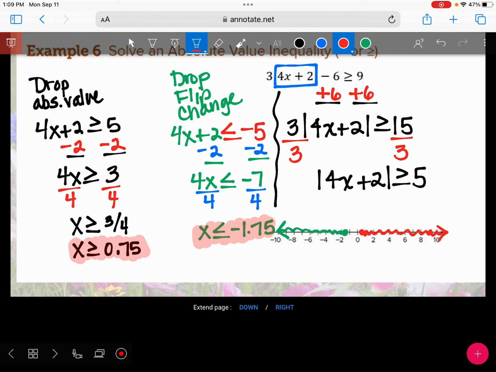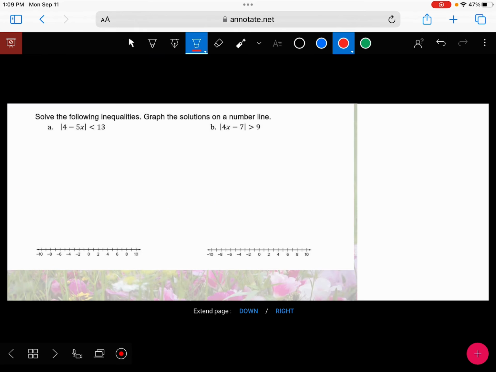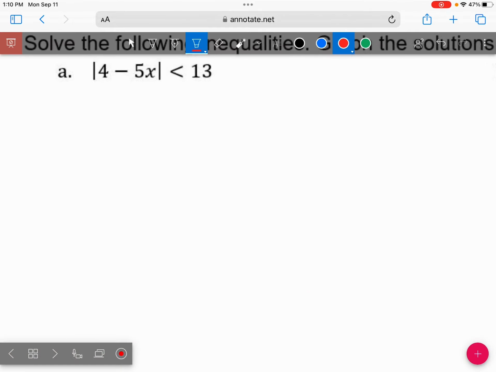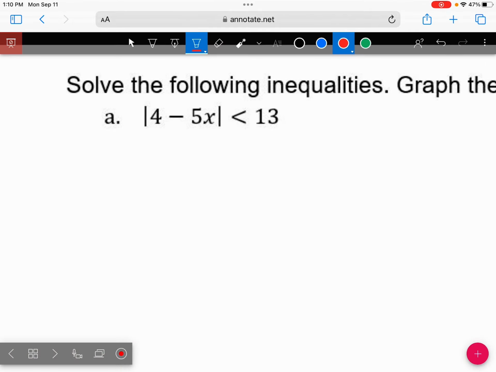All right, let's go ahead and go to the next one and do these last two, and then we'll end there. The first thing you need to figure out is what kind of inequality this is. Is this a less than or greater than? So what do we have? Less than or greater than? Less than. So for less than, it's between.